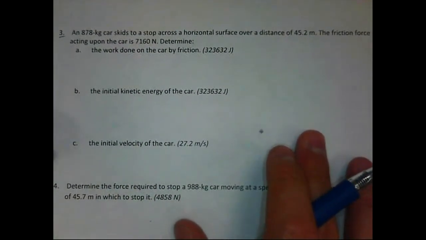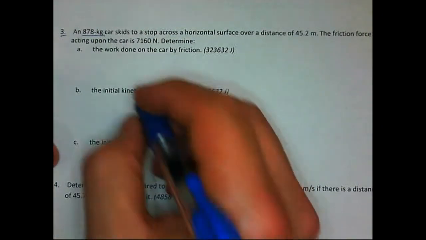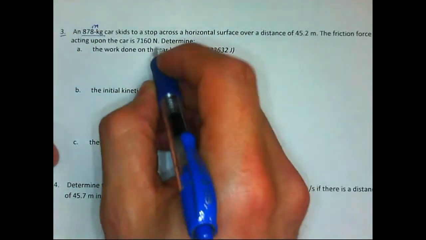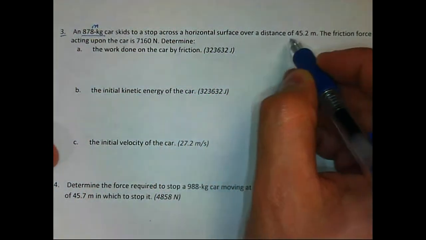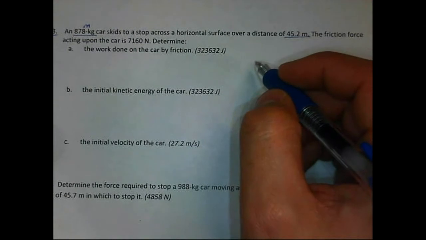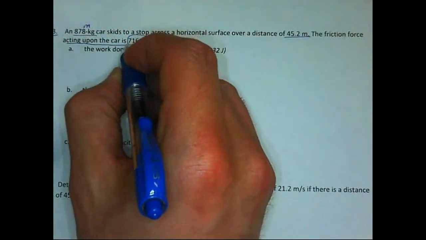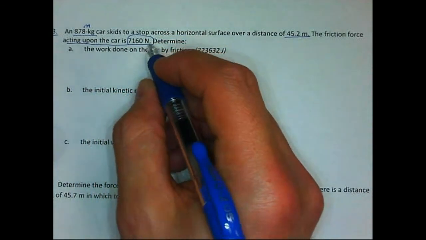Number 3, let's look at this one. We have a car, 878 kilograms, that's the mass. Skids to a stop across a horizontal surface over this distance, 45.2 meters. They give us the friction force acting on the car, 7160 newtons. Newtons is a force, you should know that.